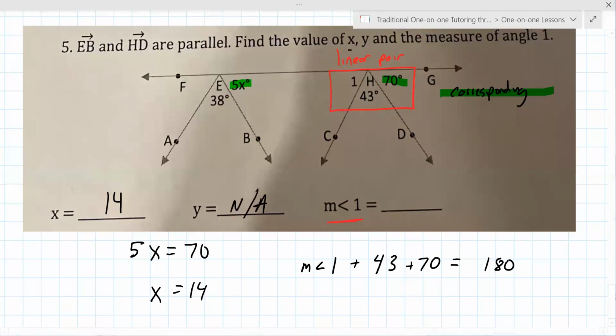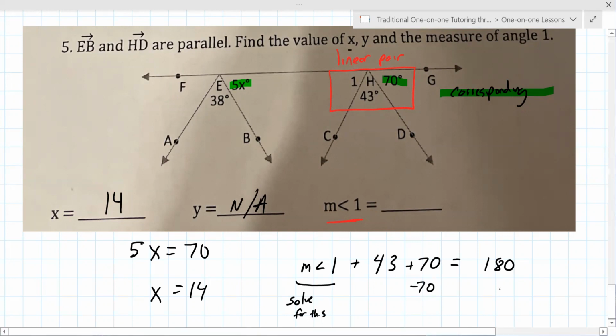Okay, so you have to solve for the measure of angle 1. You're solving for this. So give that a try, please. All right, so the measure of angle 1 plus 43 plus 70 equals 180. What are you supposed to do? Subtract 70 from both sides? Yep, that would be a good start.